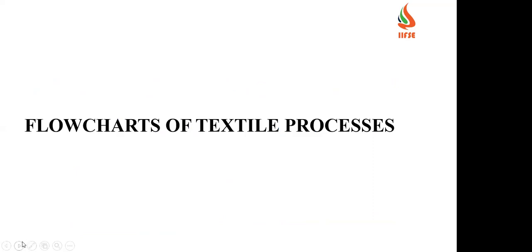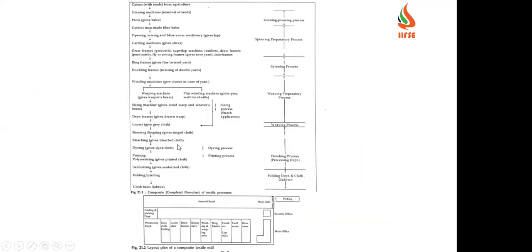Now we'll see the process flow chart with respect to the textile process. I'll just zoom in for better visibility. As I told you in the beginning of the class, it starts from cotton with seeds from agriculture. From the farmers, they will procure the cotton. Then it will go for the ginning process. Ginning is where the seed is removed from the cotton. Then press, it gives a bale. Once the seeds are removed, they make it into a bale. A bale is a bunch in the shape of a round or a cube.